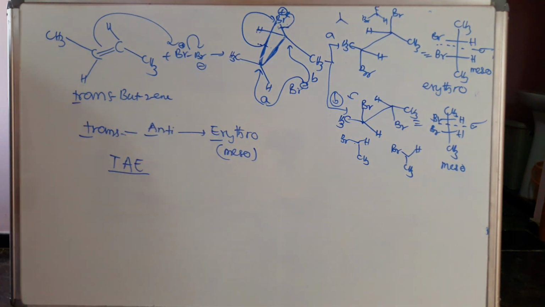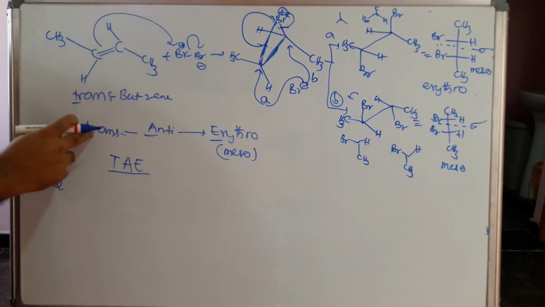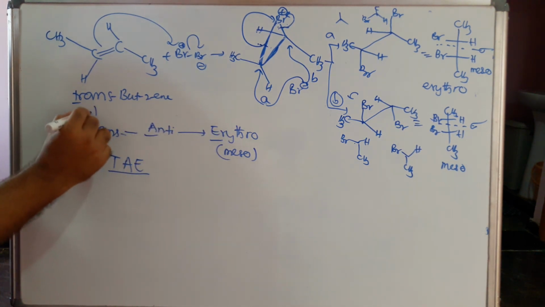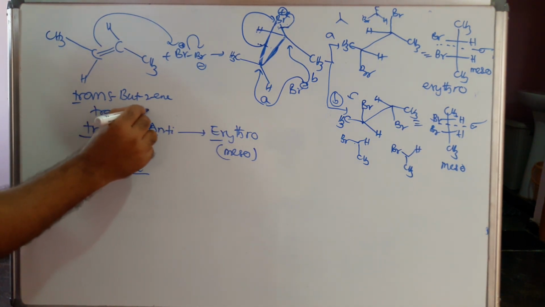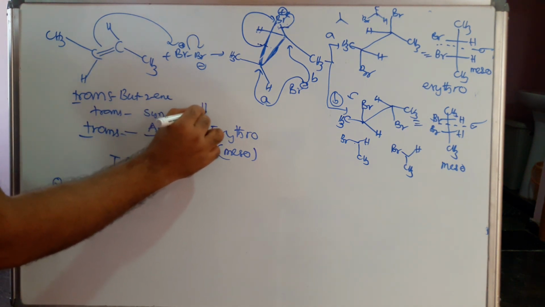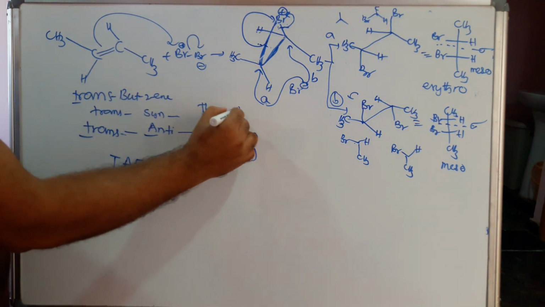But in competitive exams, how will they ask the question? You have to remember this: trans anti gives erythro, and similarly syn addition gives which one? Its opposite. Then that is called threo. Threo generally which one? Racemic mixture.